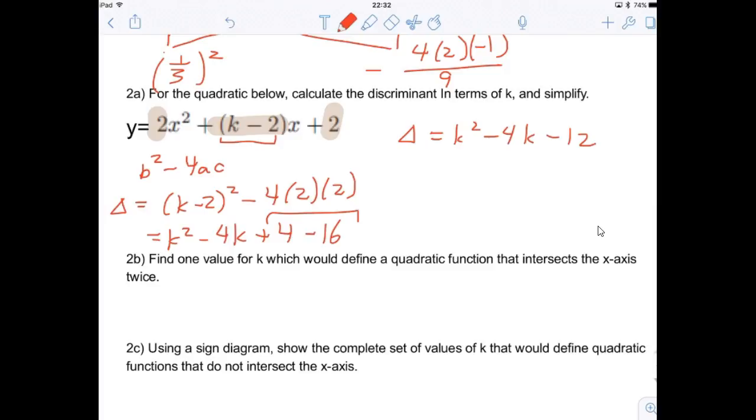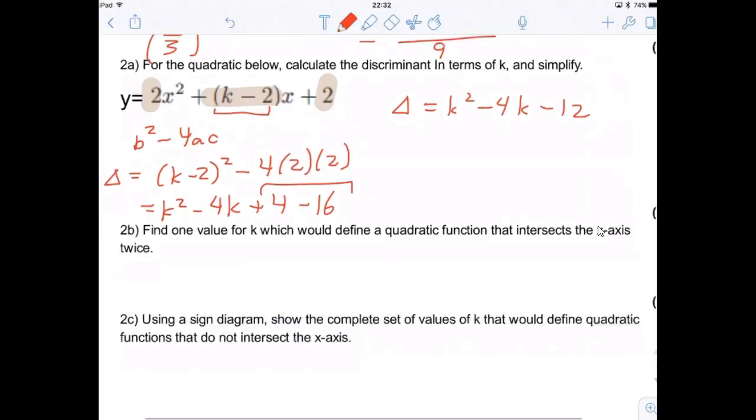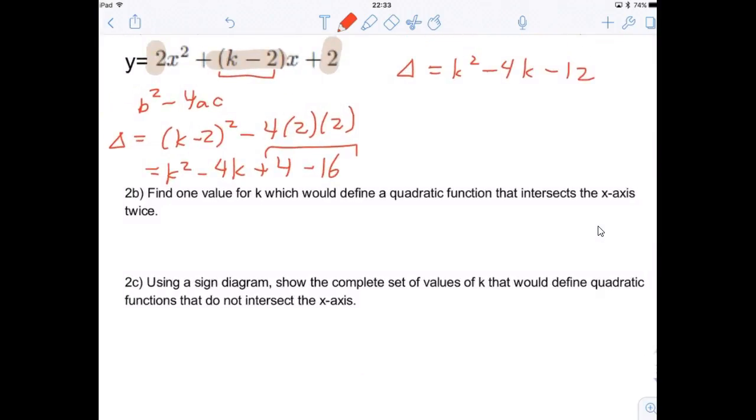When you know what the discriminant is, then you can determine if the quadratic crosses the x-axis twice, or once, or 0 times. Find the value of k for which would define a quadratic function that intersects the x-axis twice. Okay, remember, to intersect the x-axis twice, the discriminant should be a positive number, right? Now, the discriminant is equal to k squared minus 4k minus 12. What number could I put in there and make a positive number?